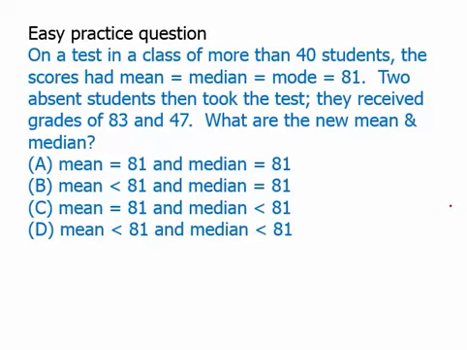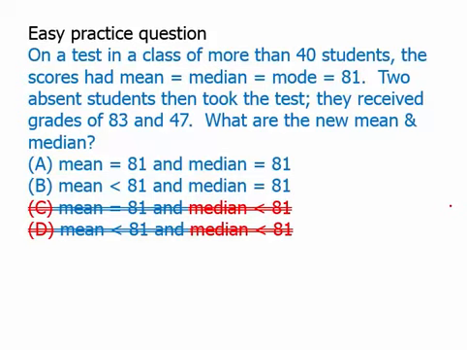Well, first of all, notice that those 2 grades are both symmetrical around the median. So we have lots of numbers at 81, the median is 81. If we add something higher than 81 and something lower than 81, the median is still going to be 81. So the median is not going to change. So we can eliminate C and D right away. So the median is still 81.